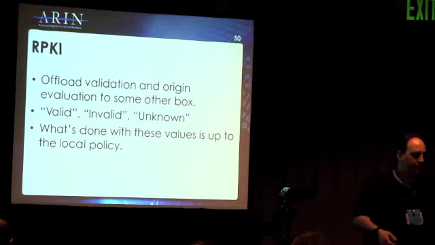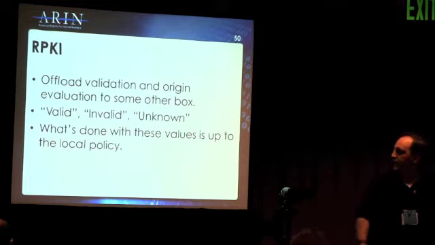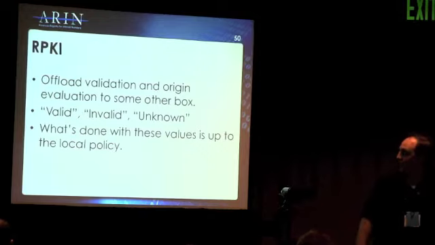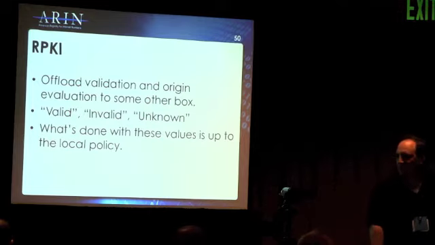You can choose to increase the priority or the preference of routes that are considered valid. You can choose to decrease the priority of routes that are considered invalid, or even drop invalid. You can just ignore or not touch routes that are unknown. These days, most are unknown, but I'm sure that everyone's going to start publishing ROAs, and that won't be the problem anymore.